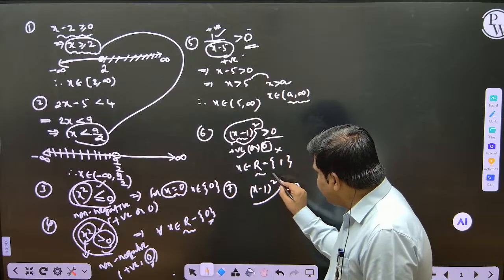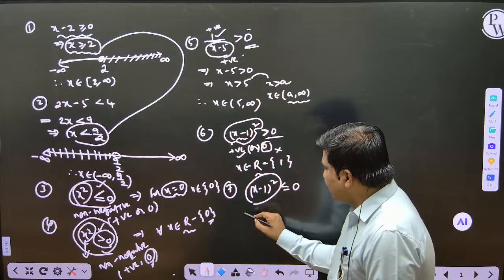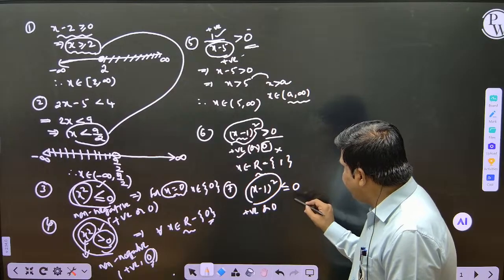Here also, see, (x minus 1) whole square is what? Positive or 0. But here what is given?